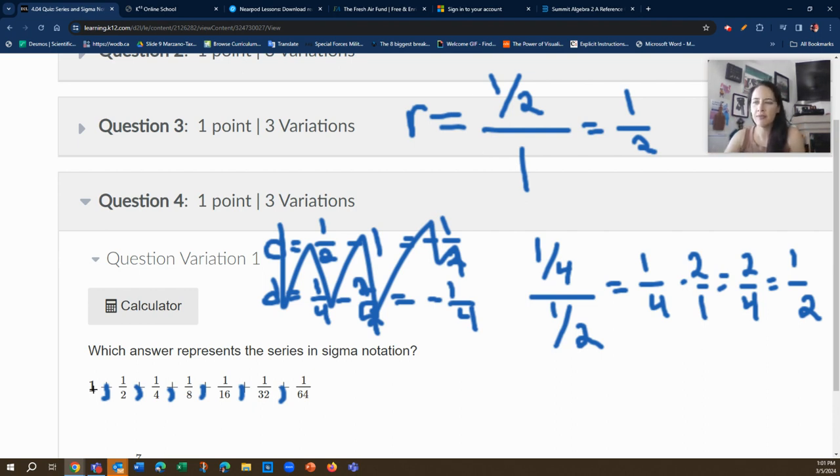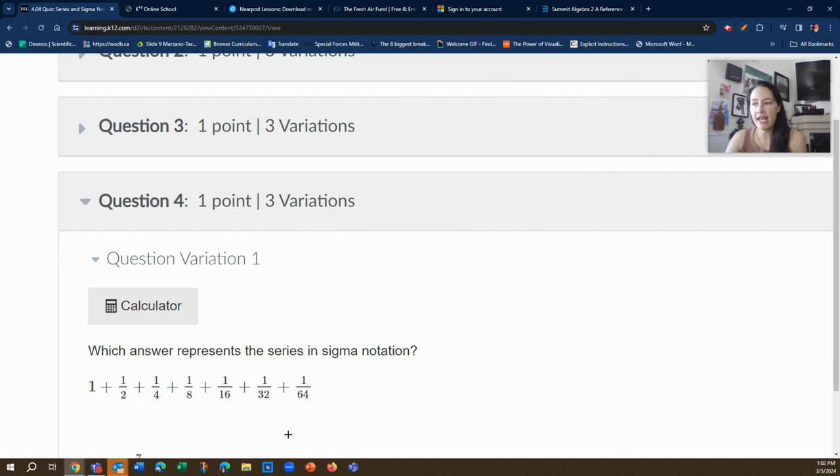And then let's just look at it. 1 times 1/2 is a half. 1/2 times 1/2 is a fourth. 1/4 times a half is 1/8. So the common ratio is 1/2. Great. From that, we can figure out our series notation, our sigma notation.